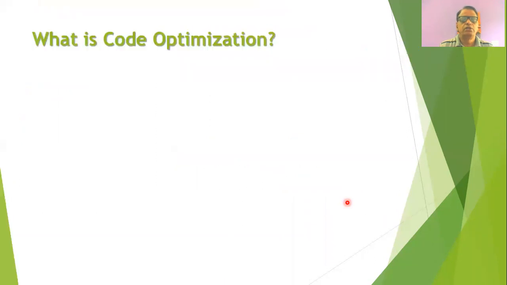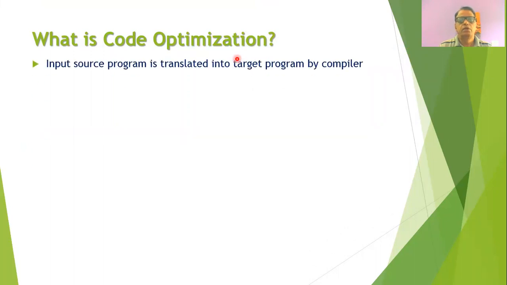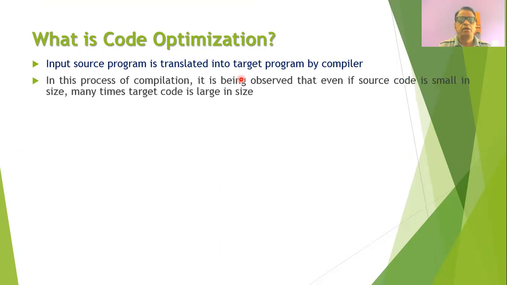So let us start the session with the question: what do we mean by code optimization? We know that whenever the input source program is connected to the compiler, a target program is generated at the output of the compiler. Now, this process of compilation is a very complex process. And many times we will observe that even if we give a very small source code, at the output we will get a much larger target code.